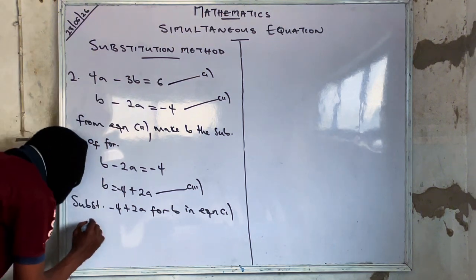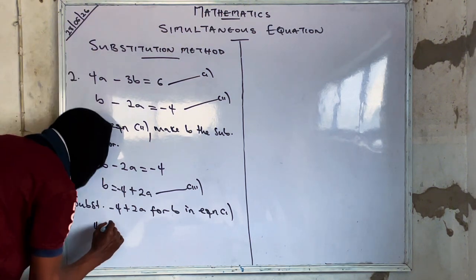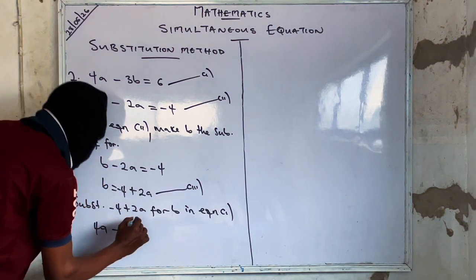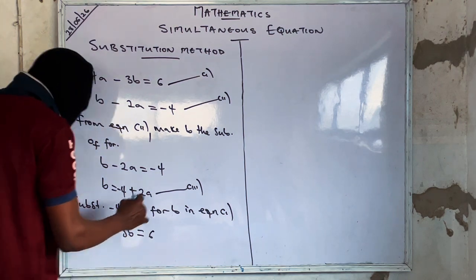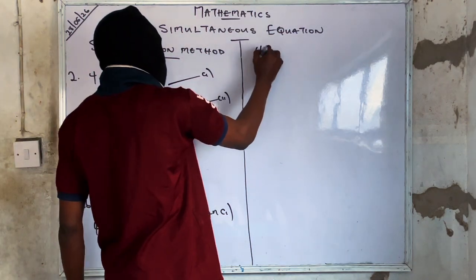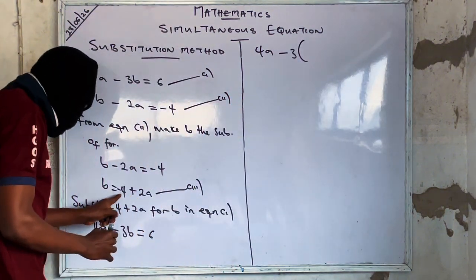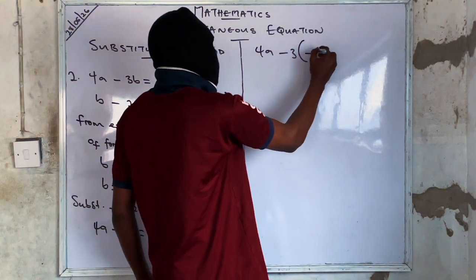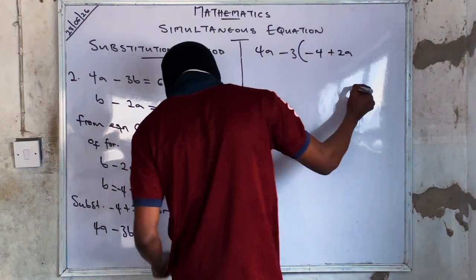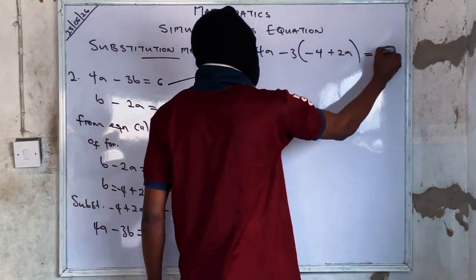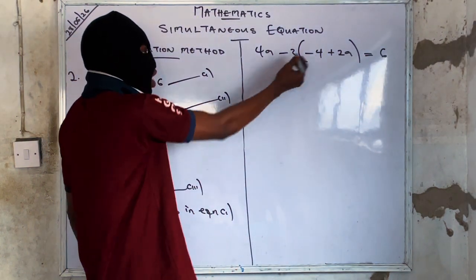Now your equation 1 is 4a minus 3b equals to 6. So you have 4a minus 3 into bracket, your B is equal to minus 4 plus 2a, that's minus 4 plus 2a, equals to 6. Open your brackets.